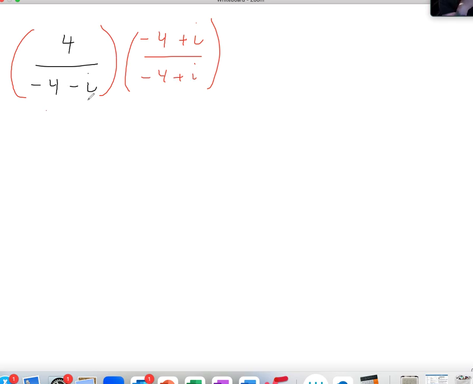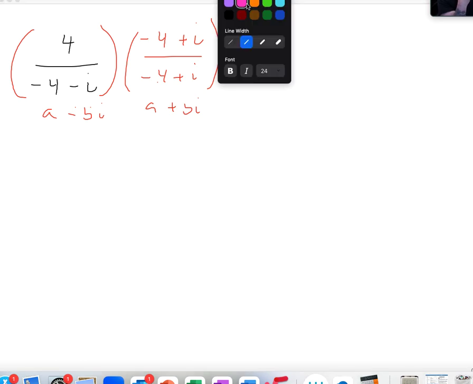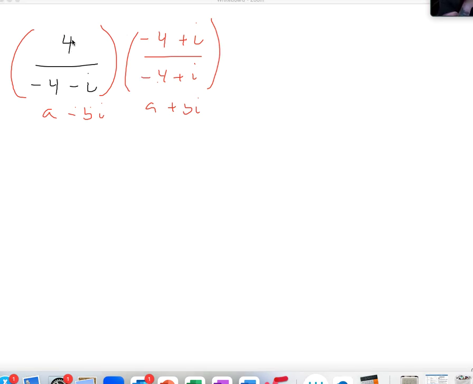So if this is a minus bi, we're multiplying by a plus bi. And notice the a doesn't change, right? It's negative 4, it's still negative 4. The only sign that's changing is the one with the i. So from there, we'll go ahead and do the multiply. So this will go 4 times negative 4, which would be negative 16. And then this will be 4 times i, which would be plus 4i.